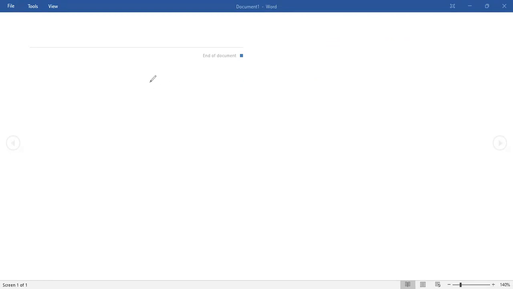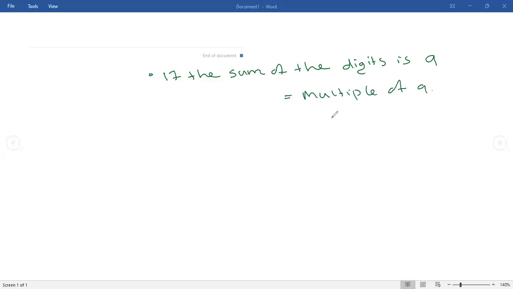So if the sum of the digits is 9, then it will be a multiple of 9. Okay. So in this manner, based on this, you can expect questions.